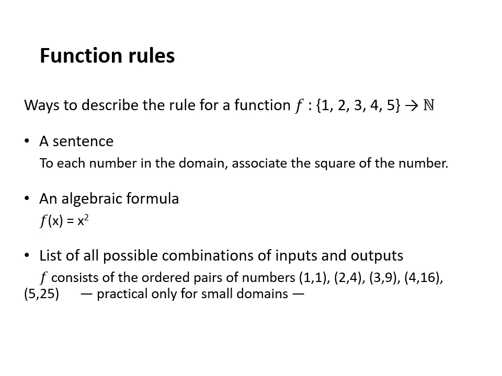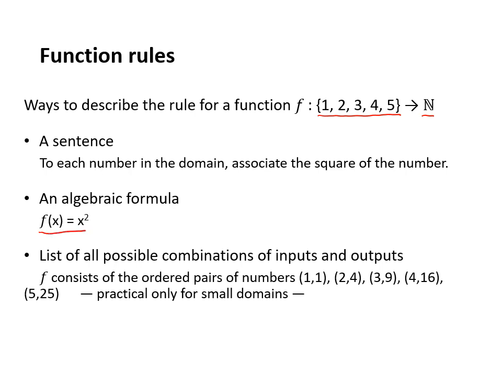So let's see how we could describe the rule for function f, which maps this set of numbers into the set of natural numbers N. We could use an English sentence, such as: to each number in the domain, associate the square of the number. Then we could use a formula, which is what we did in the previous slides, and that's the most common way to define the rule. So f of x is equal to x squared.